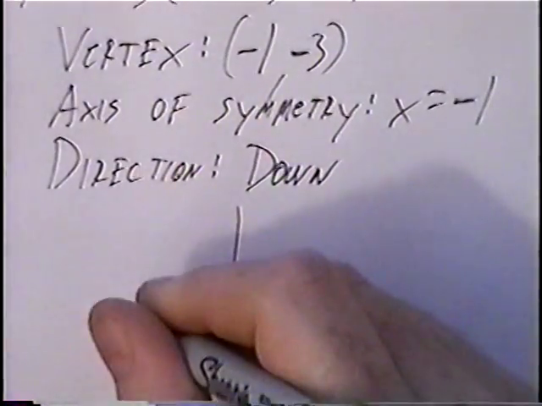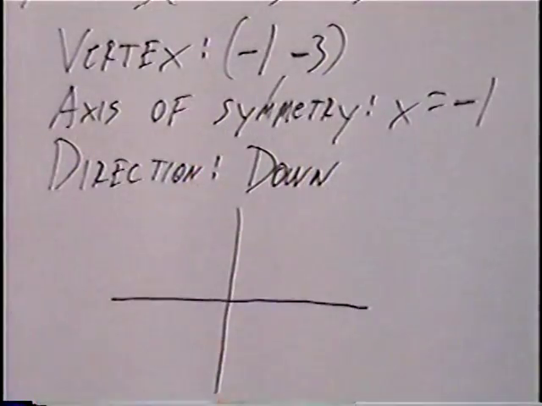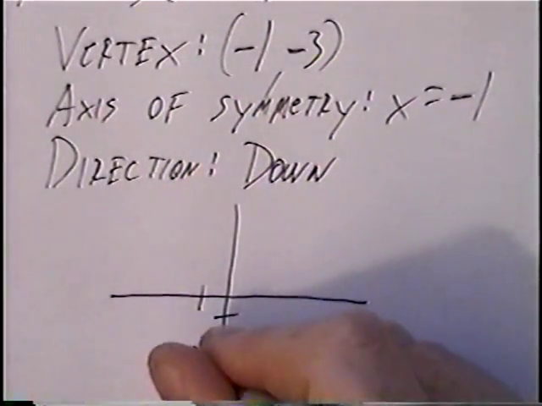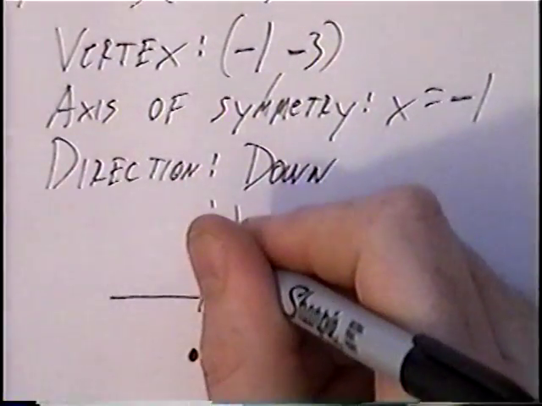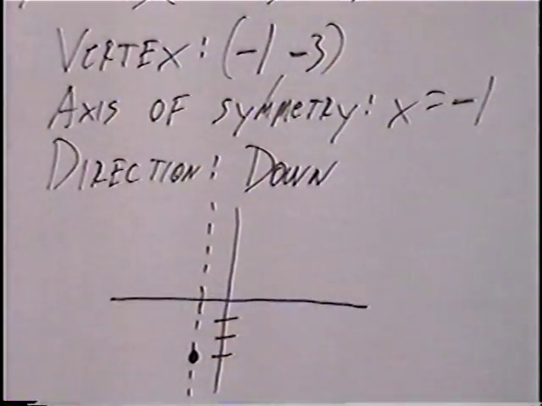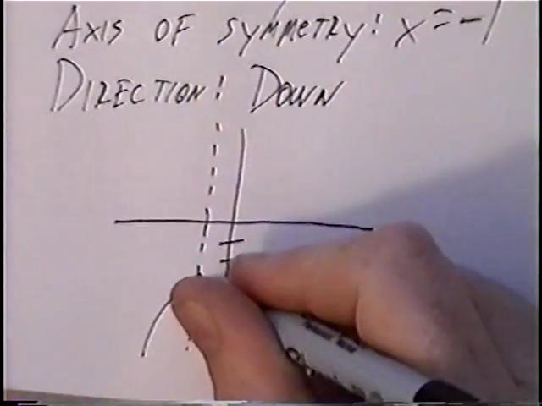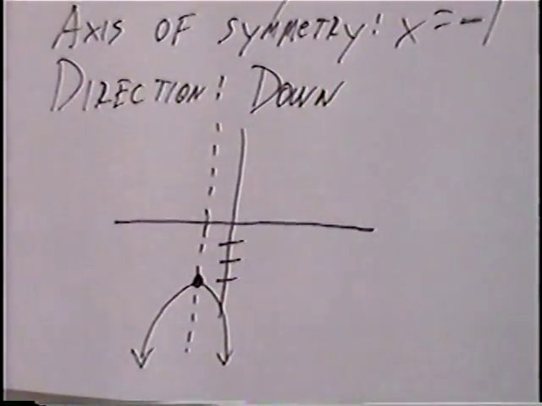Sketching the graph for the equation. The vertex is (negative 1, negative 3). For the axis of symmetry, if you want to, you can draw the dashed line through the vertex. And last part, the parabola opens down. So sketch the parabola shape opening down, and that would be the graph for the equation.